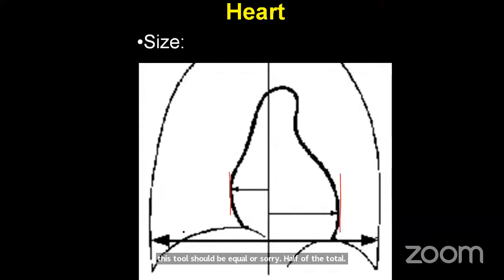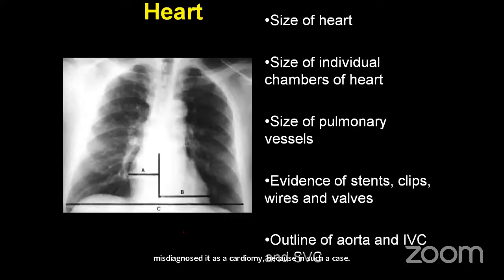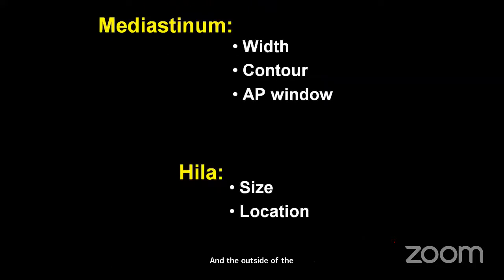Mind you, this has to be measured only when the X-ray is a proper inspiratory film. If we are doing it in an expiratory film, the heart border will look larger, and we may misdiagnose it as cardiomegaly, because in such a case the width of the chest should be less, right? So the size of the heart, size of individual chambers of the heart, size of pulmonary vessels, evidence of stents, clips, wires, and walls, which we have to see, and the outline of the aorta and IVC and SVC has to be seen. In the mediastinum, we need to see the width, contour and the AP window.